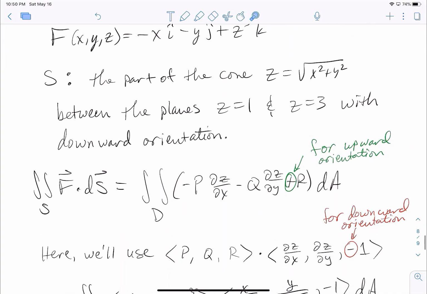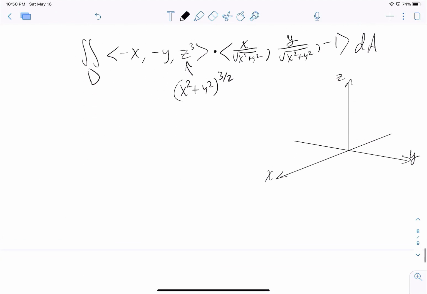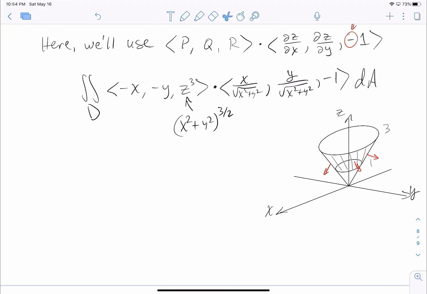So let's visualize what we have. Our surface is part of the cone that opens up, between the planes z equals 1 and z equals 3. So I'm visualizing a cone that's been sliced a couple of times, and we only care about the part that goes from 1 to 3. For good measure, here's our downward orientation. Now this gives us a region in the xy plane of 2 concentric circles where the radius goes from 1 to 3, and theta goes from 0 to 2 pi. You probably saw that coming, since we're talking about circles in the xy plane.